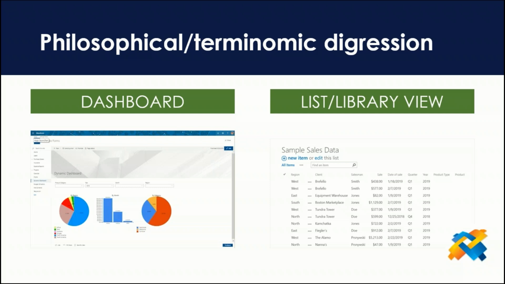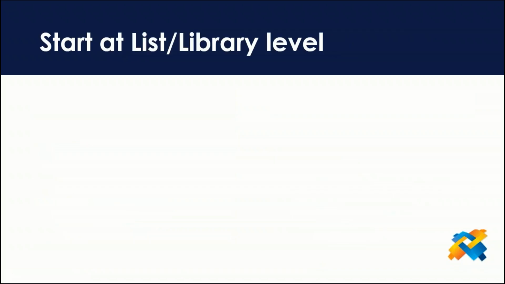Now, lists and libraries, yes, they start out looking very boring, but there's a lot you can do at the list and library level to make your information much more visually compelling. And these are tools that Ultimate Forms brings to SharePoint and gives you a lot of possibilities, a lot of opportunities. So let's start at the list and library level.